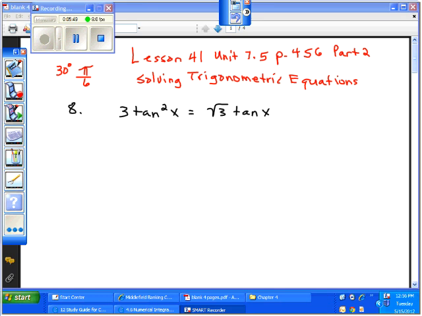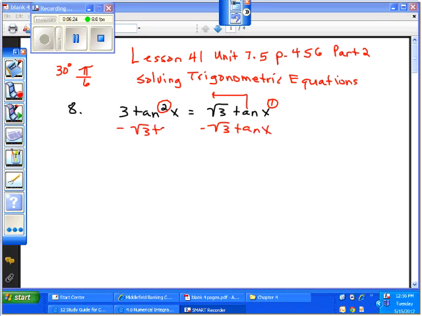So we begin to think, I have a square and I have a first power. What that tells us from algebra is this is a quadratic situation, and we're going to treat it like it's a quadratic. So you have to leave trigonometry and start thinking algebra. If I have a second power and a first power, I have to set it equal to 0. That's what we do when we solve quadratics. We set it equal to 0. So we're going to go minus square root 3 tangent x.